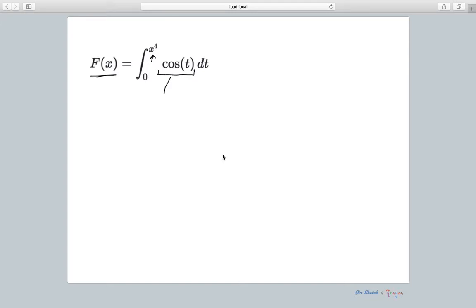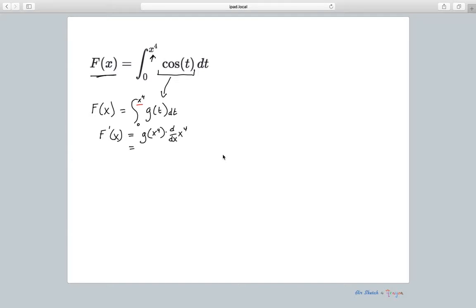So same idea here. Let's not worry about this for now. Let's just call it g of t, so that f of x equals the integral from 0 to x to the 4th of g of t dt. Now let's find f prime. So the derivative of the integral just undoes the integral, and that's going to leave me with g of, instead of x in this case, my input is a function itself, so x to the 4th, times the derivative of x to the 4th.